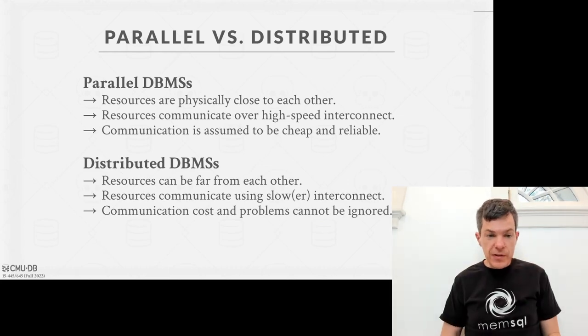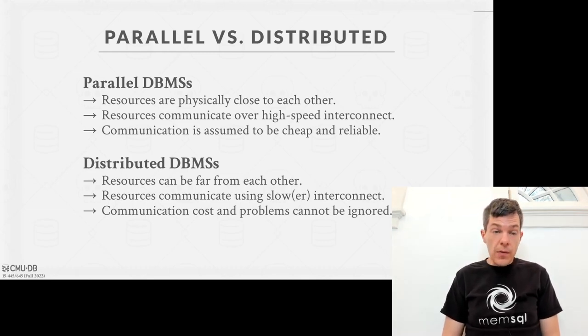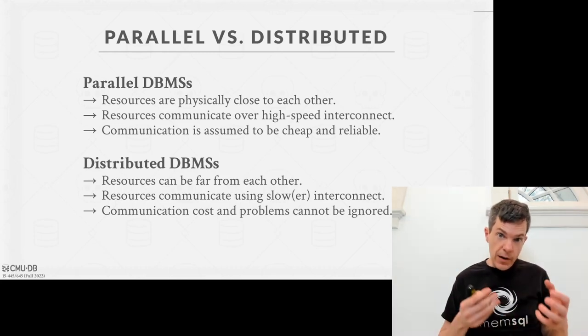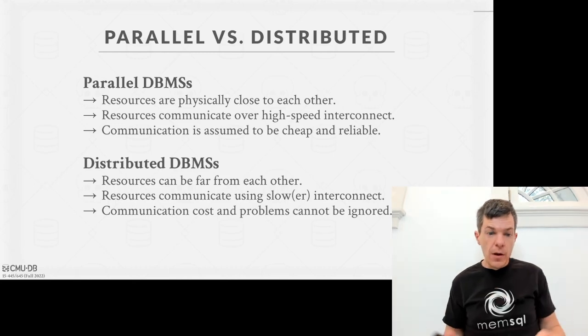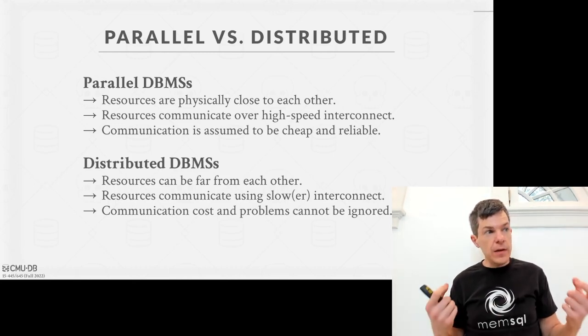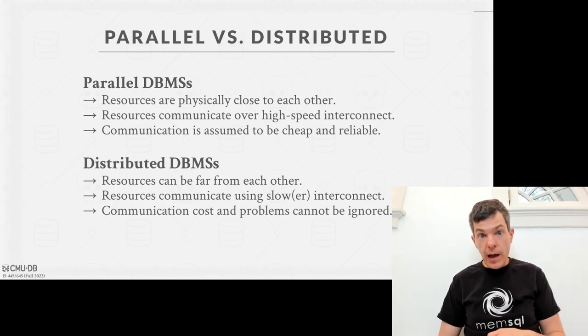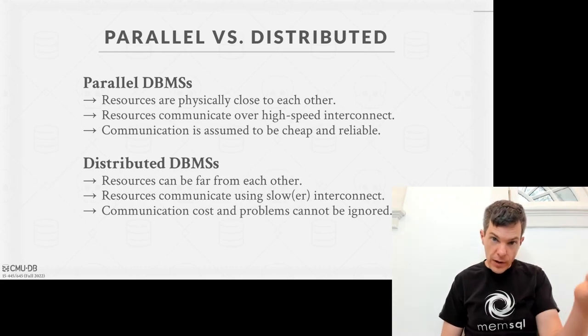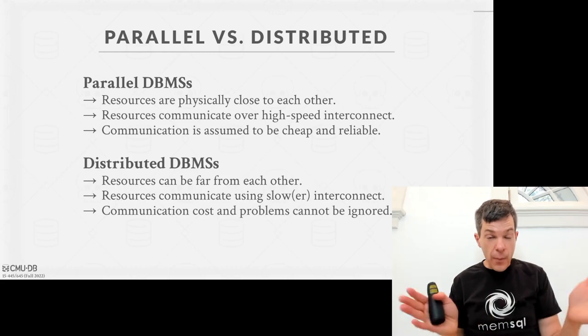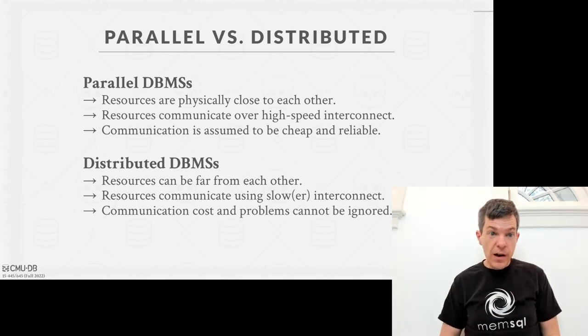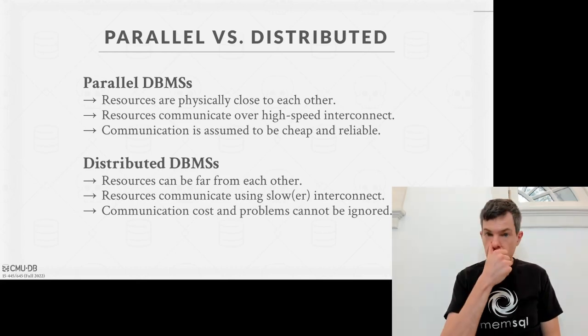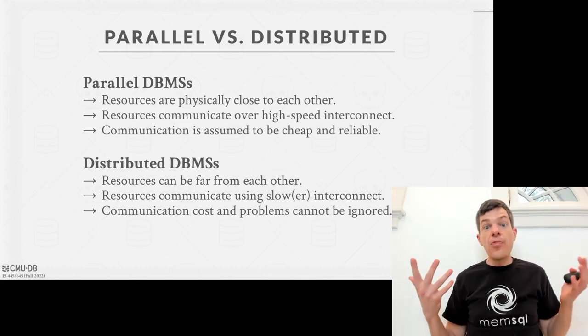So let me define this distinction between parallel and distributed systems for this class. For a parallel database system, we're going to assume that the resources, both the computational resources, the CPUs, and the disk, are physically close to each other, and that the communication channels between them are both very fast, high speed, and also reliable. Meaning, if we send a message to another CPU core, another worker running on the same CPU socket, for our purposes in this class, we assume that that message is not getting lost. It may show up in a different order, and we use latching to make sure that happens correctly. But it's not like we pass a message from one thread to another and that message disappears.